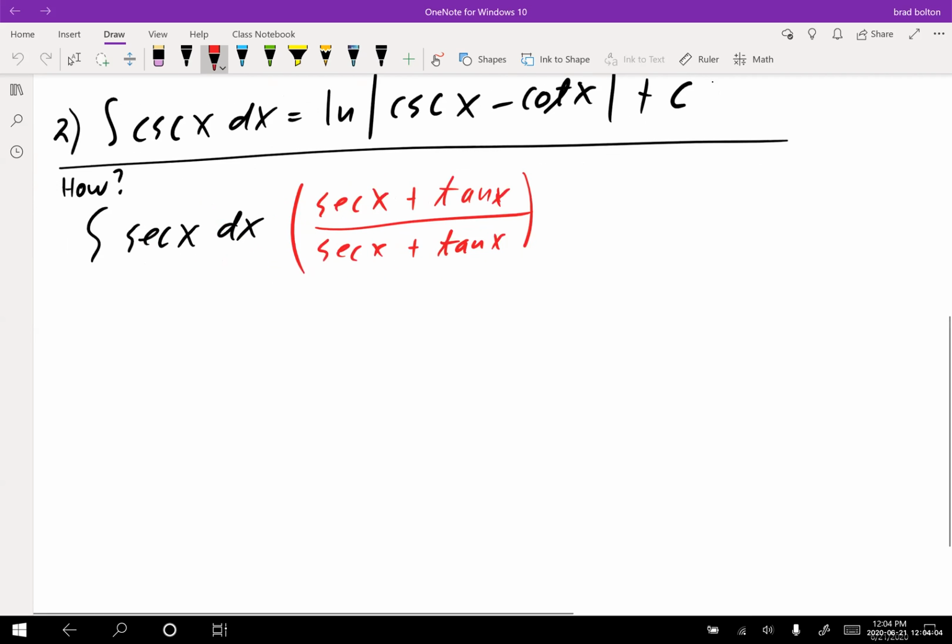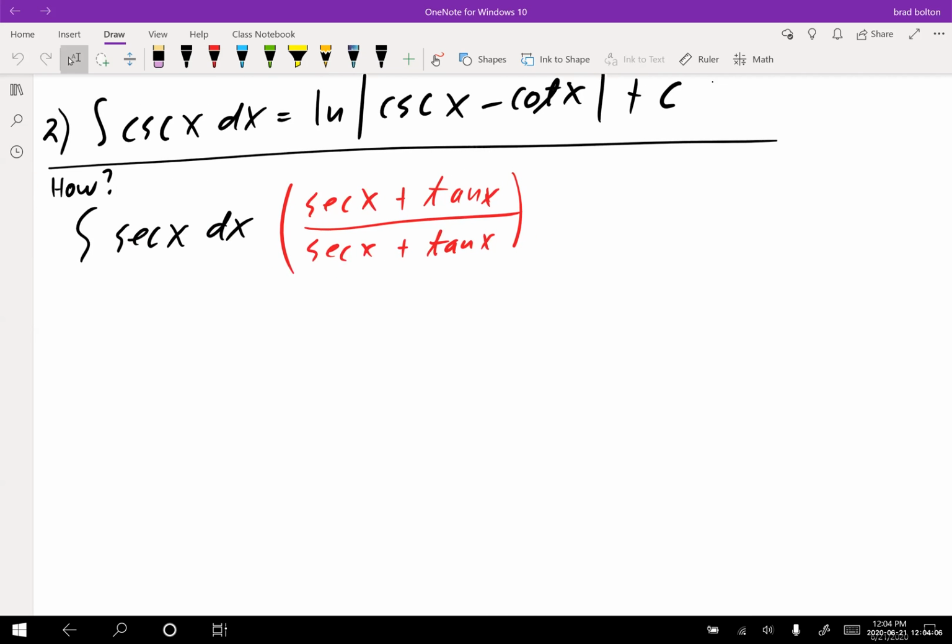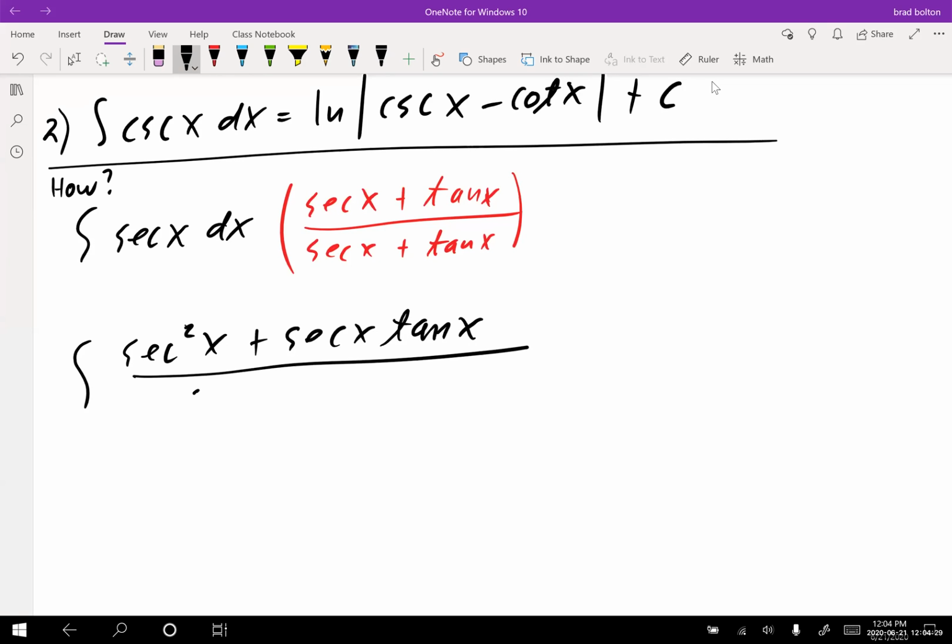Multiplying by 1, right? This is something all of you know how to do. It's just sometimes you don't think that it works as well as it does in certain situations. But I hope you're seeing that multiplying by 1, or sometimes even adding 0, does a lot for a problem, okay? So let's distribute this. This is going to become secant squared x plus secant x tan x all over secant x plus tan x dx.